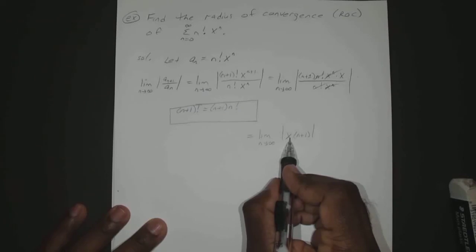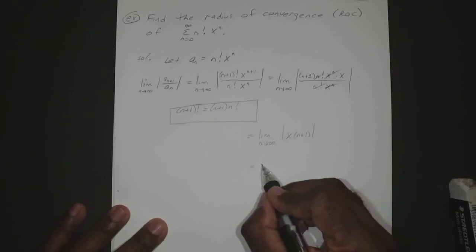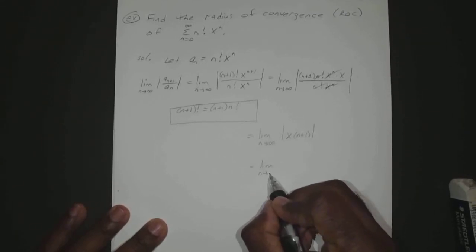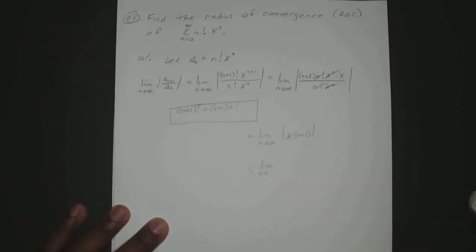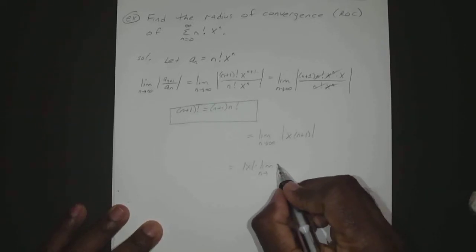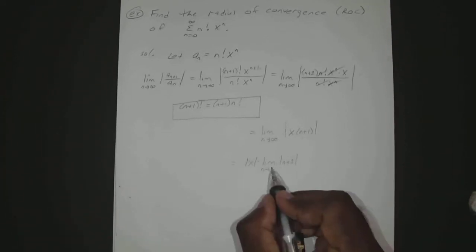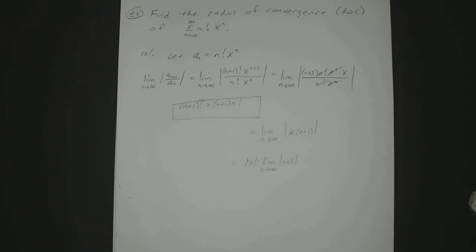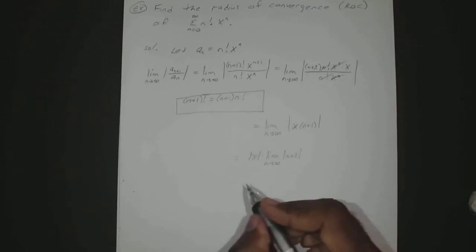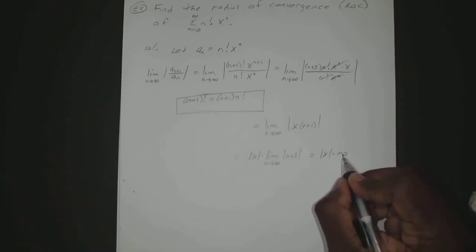Actually, we can take the absolute value of x and just bring that right out to the front, because really, we're only going to increase the n. So that's going to equal the absolute value of x times the limit of the absolute value of n plus 1 as n approaches infinity. Now we know as n gets bigger and bigger, the absolute value of n plus 1 just gets bigger and bigger. So that's just going to equal the absolute value of x times some really big infinite number.